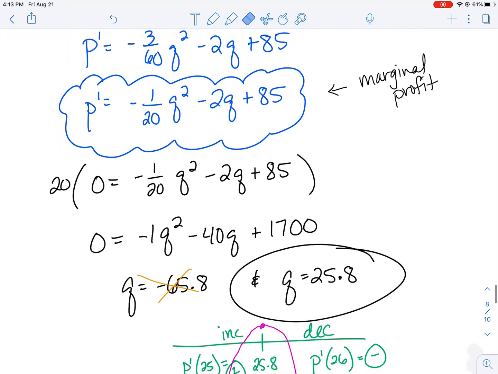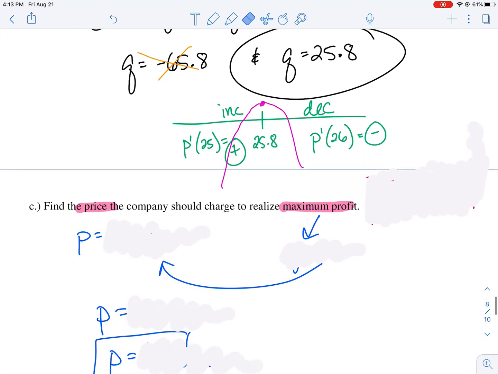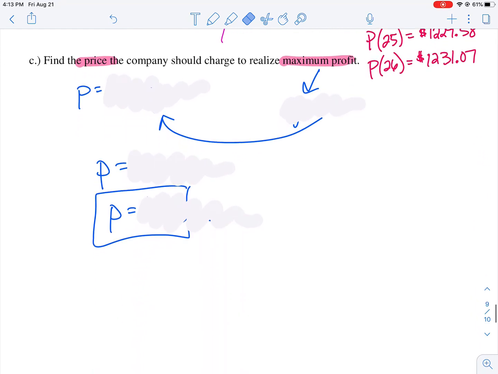That's the pink. And then let's plug in 26 to my profit function and figure out which one's actually going to give me the most profit. If you look, we're actually going to get the most profit at 26 bikes. So if we have to round to a whole number, 26 bikes per week is going to give me my maximum profit of $1,231.07. All right, let's do one more here.